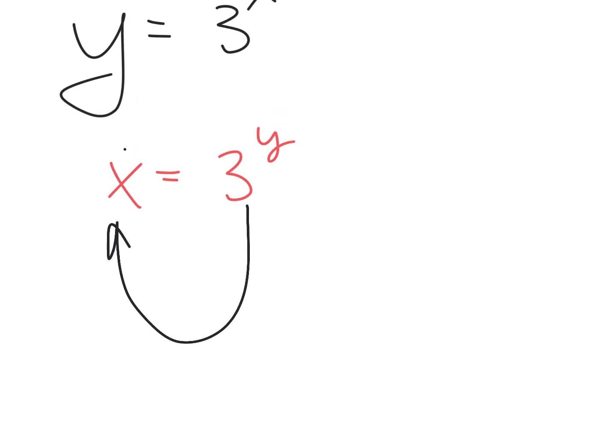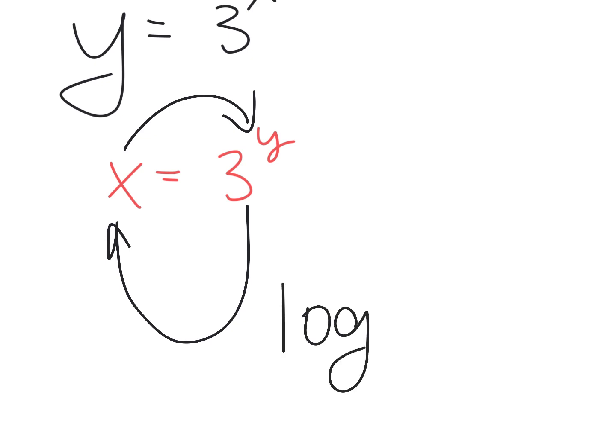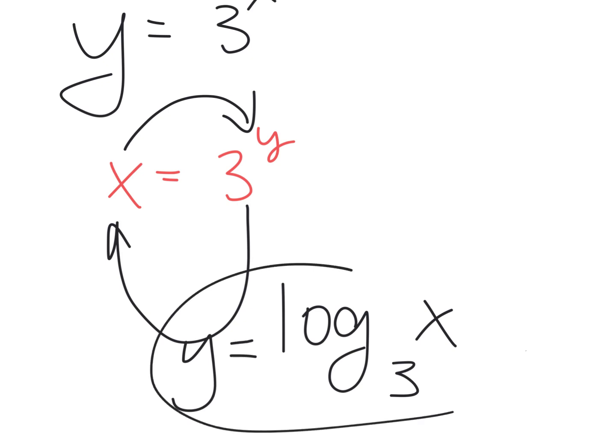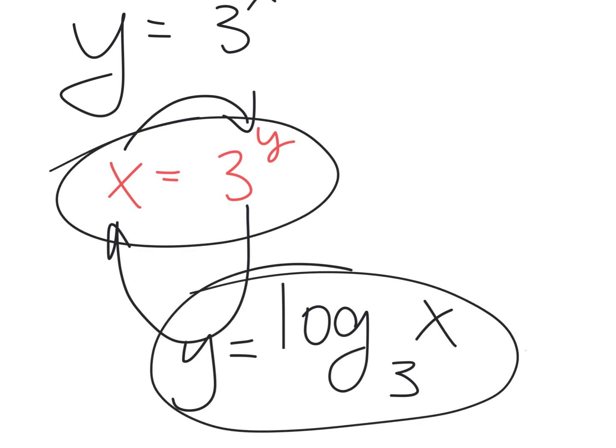And Elton John sings it better than me. But log base 3, you always got to start with what's the base. And then it'll jump across to the other side. And then it'll jump back again. And there it is. Now, I usually like to have my y equals on the other side. So bear with me while I move it over. And I have y equals log base 3 of x. And that's the inverse of that.